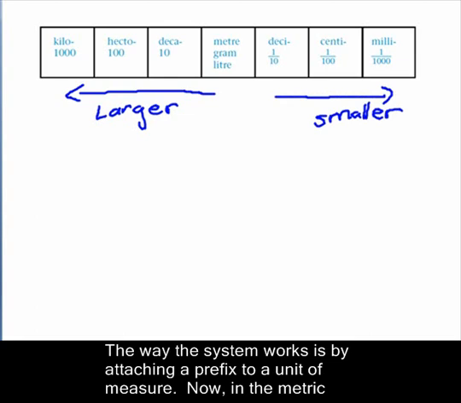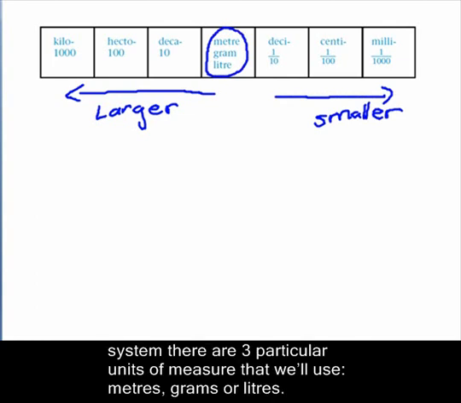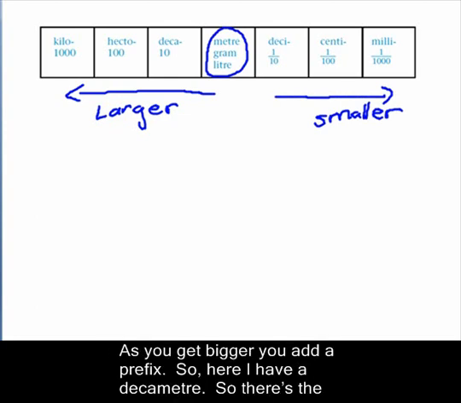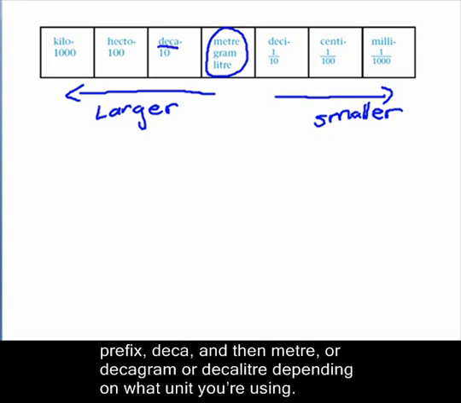The way the system works is by attaching a prefix to a unit of measure. Now, in the metric system, there are 3 particular units of measure that we'll use: meters, grams, or liters. As you get bigger, you add a prefix. So here I have a decameter. So there's the prefix deca, and then meter, or decagram, or decaliter, depending on what unit you're using.